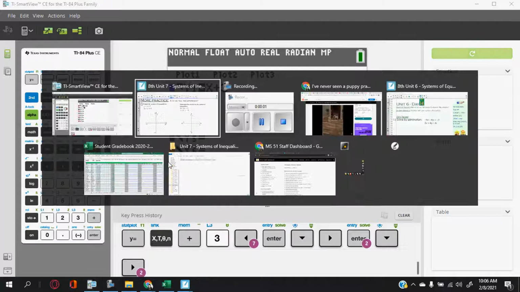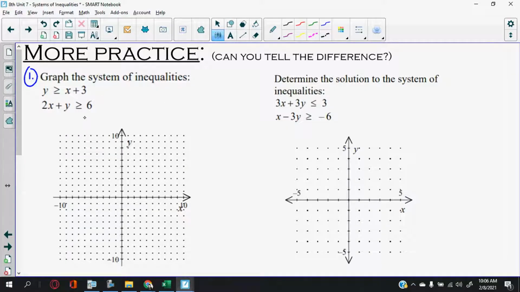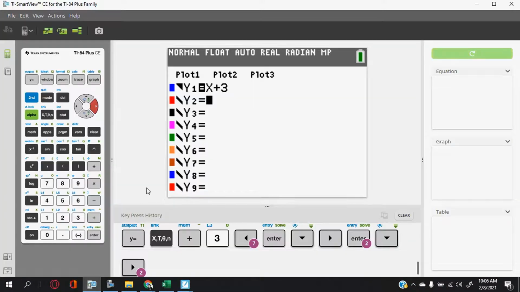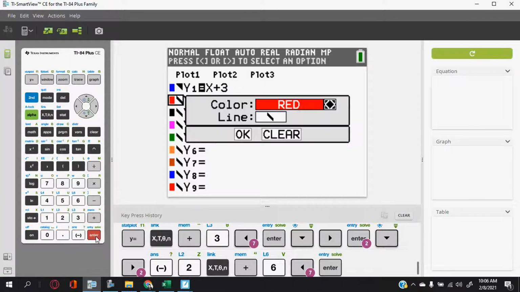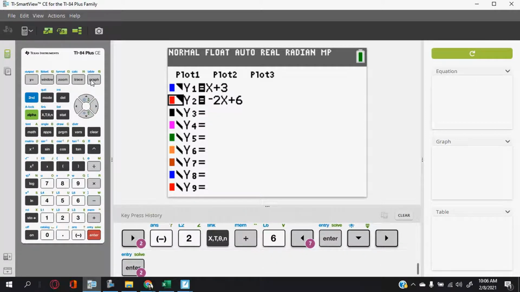Now, the second inequality is a little bit trickier because we have to turn this into slope intercept form. I don't even need to do all that on the side, I can simply do that here. So y is greater than or equal to negative 2x plus 6. Greater than negative 2x plus 6, and it's greater than, I said. So let me change this to greater than. Enter, enter. Now let's see what the graph looks like.